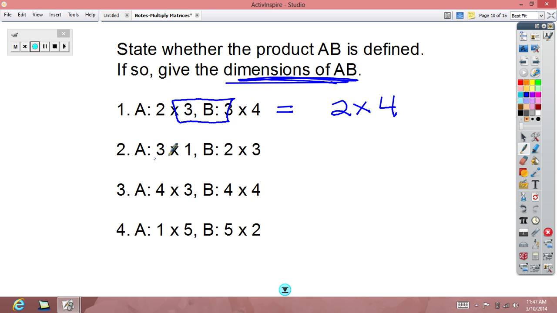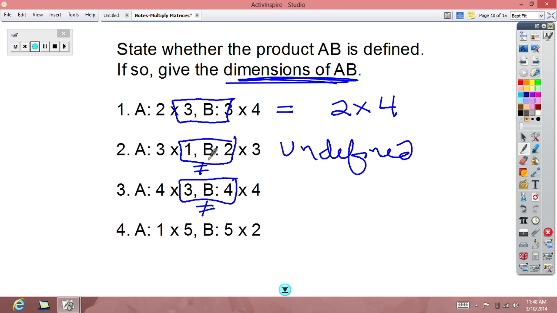Okay, how about number 2? 3 times 1 and a 2 times 3. Well, they have these two, 3 and 3 are the same, but these ones on the inside are not. Okay, those aren't equal, so this one is undefined. I can't multiply that. Number 3, 4 times 3, 4 times 4. Again, these two on the outside are the same, but these aren't equal, so this again is undefined.